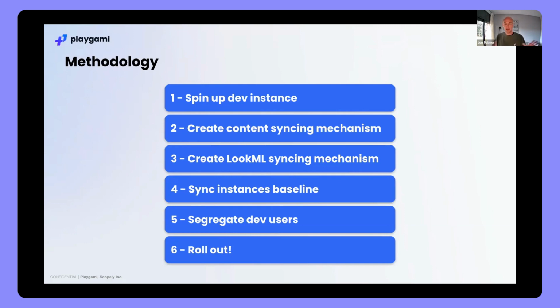So having dealt with the mechanisms, then we had to make sure those 2 instances were starting at the same point. And then we had to segregate our dev users, remove them from production and put them onto development and make sure nobody was able to develop on production ever again. But with that all done, we could roll out and get people working.